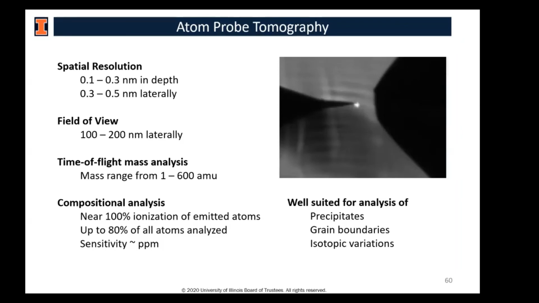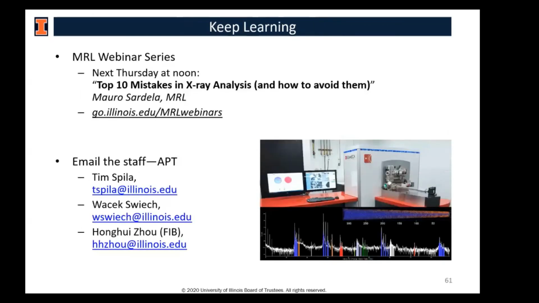Mass ranges from 1 to 600 AMU or more are possible, but most particles detected are single atoms. Since nearly 100% of the emitted atoms are ionized and up to 80% of the atoms are analyzed, the concentration sensitivity is only limited by the number of atoms collected and can be as good as parts per million. Atom probe is particularly suited for analysis of precipitates, grain boundaries, and isotopic variations in materials.